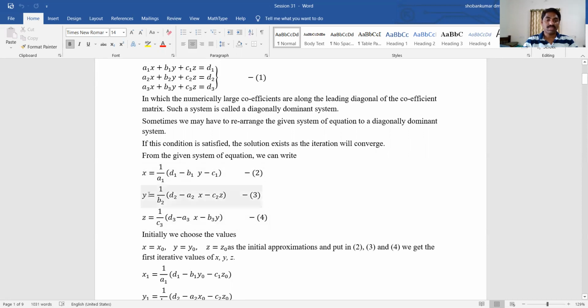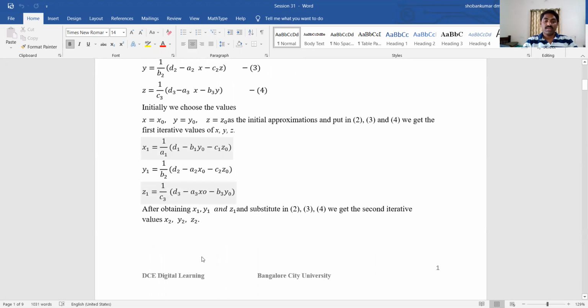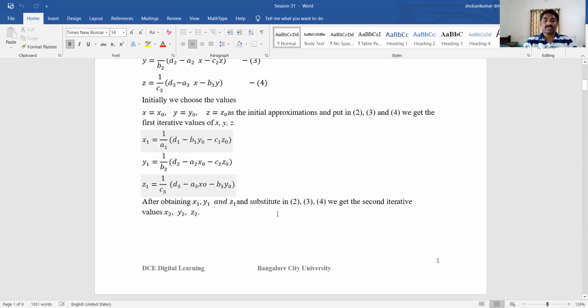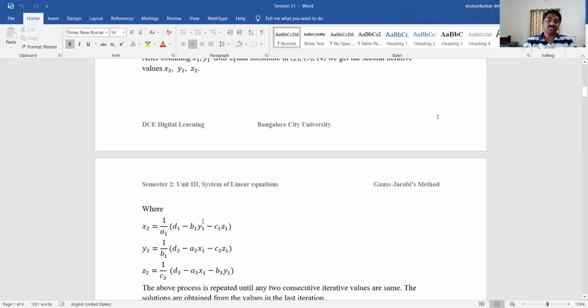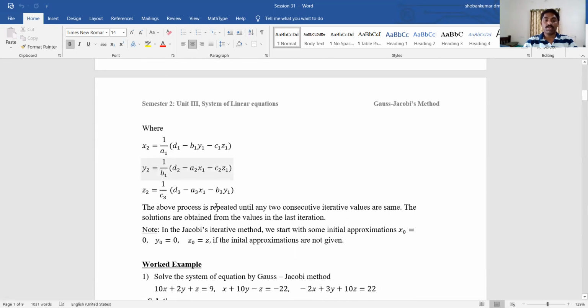Here we get x1, y1, z1. The first approximate values of x, y, z are x1, y1, z1, with initial approximations x naught, y naught, z naught. After obtaining x1, y1, z1, substitute in 2, 3, and 4, we get the second approximations or second iterative values x2, y2, z2. The above process is repeated until any two consecutive iterative values are the same. The solutions are obtained from the values in the last iteration.